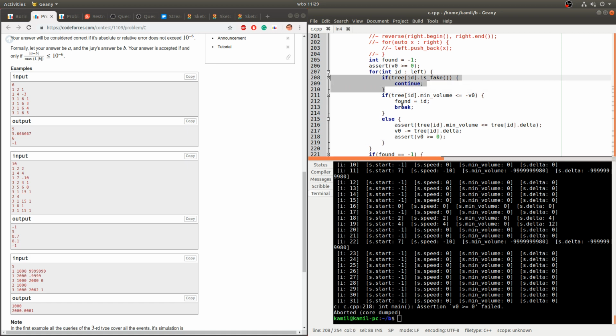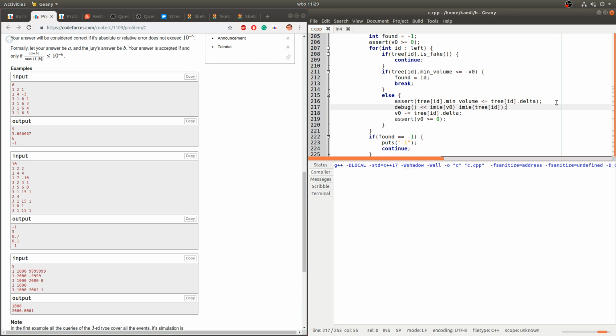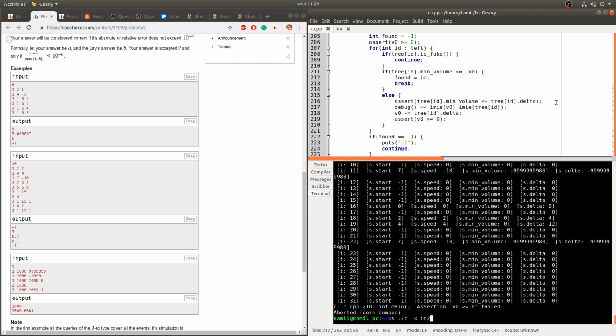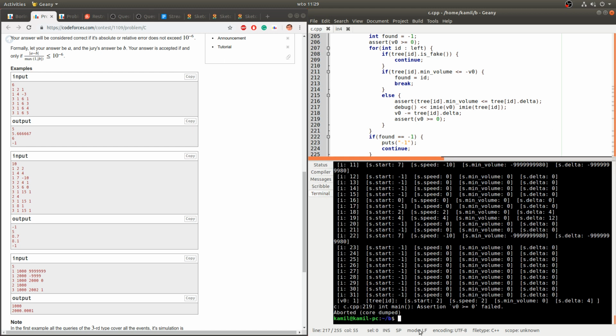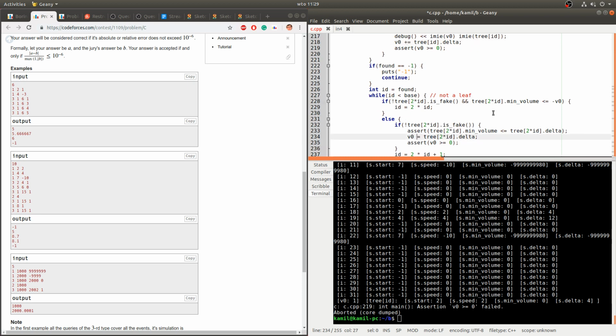If this is fake, then do that. Okay, otherwise assert min volume is smaller than delta. Debug v0 and tree of id, just the whole tree of id. v0 was 1. Okay, it should be plus. And it should be plus here as well. Let's try down now.